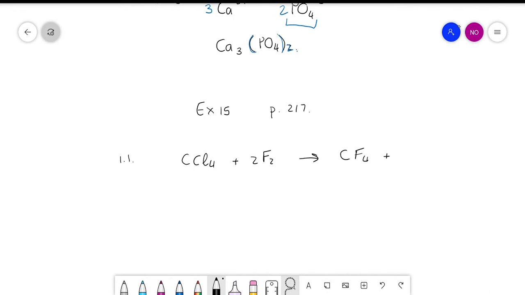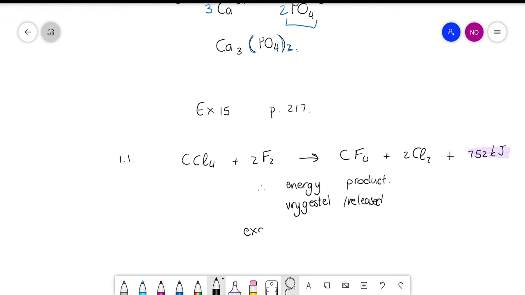I'm only going to focus on the fact that it has energy on the right hand side, meaning that energy is a product. En omdat energie 'n produk is, beteken dit dit word vrygestel. So energy is released, meaning that this will be an exothermic reaction.